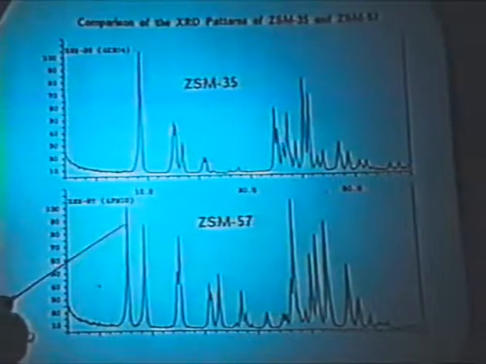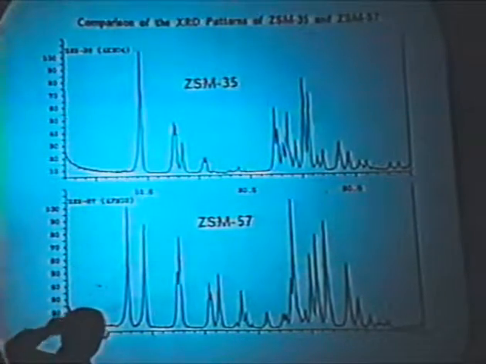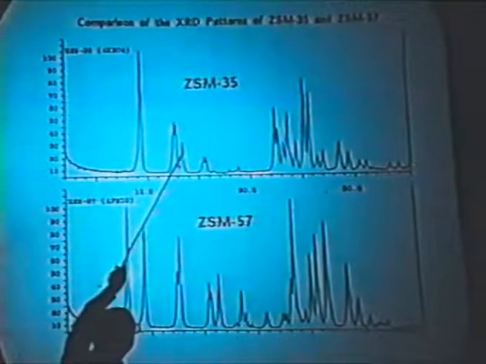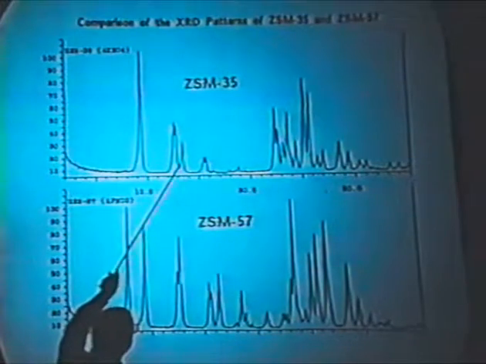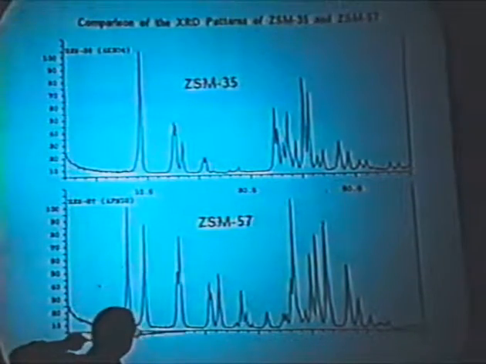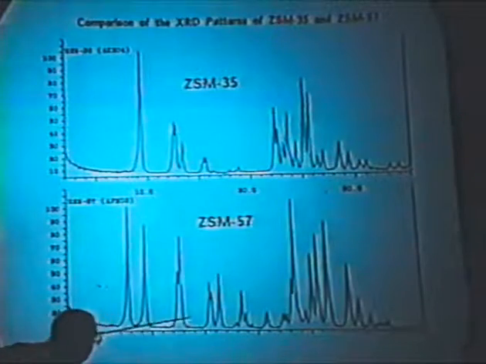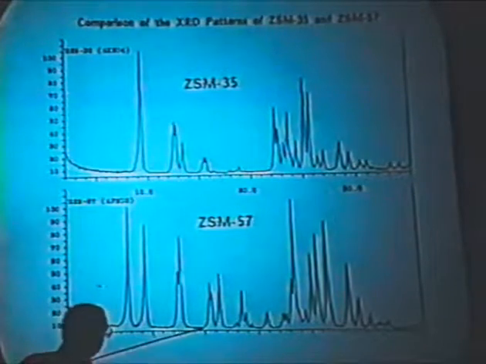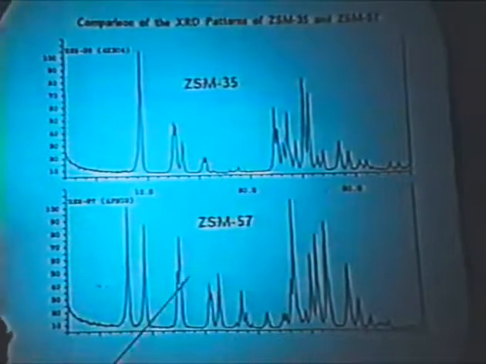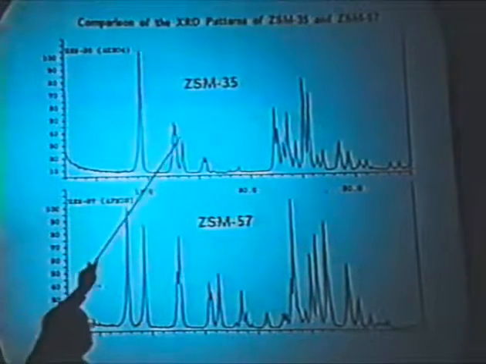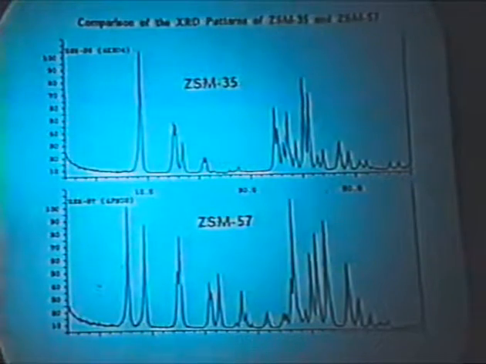This peak is very strong in ZSM-57. You come to here, you see this peak. That is fairly significant in ZSM-35. It appears to be absent here. However, when you get the synchrotron data, you will discover there is actually a peak there. In summary, the list of peaks for 35 and 57 is the same.